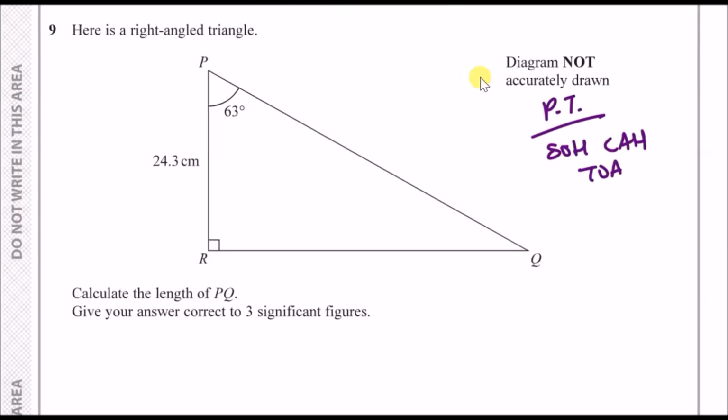Okay, number 9, guys. So here is a right angle triangle. Now calculate the length of PQ, which is the long hypotenuse side here, and let's call that X, since we'll be working with that. And then give your answer correct to 3 significant figures.